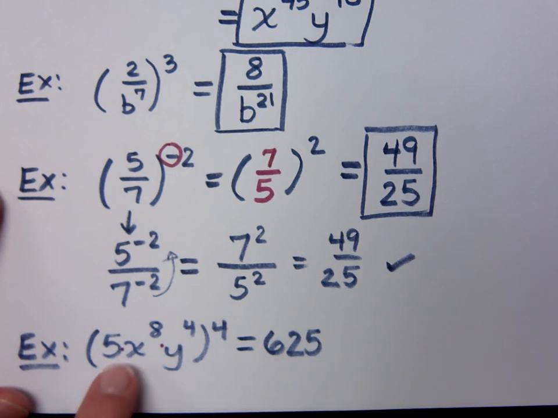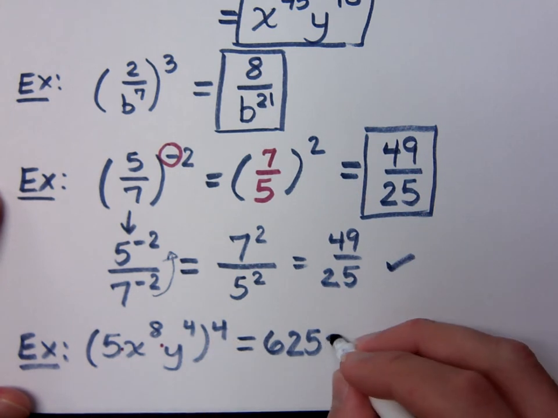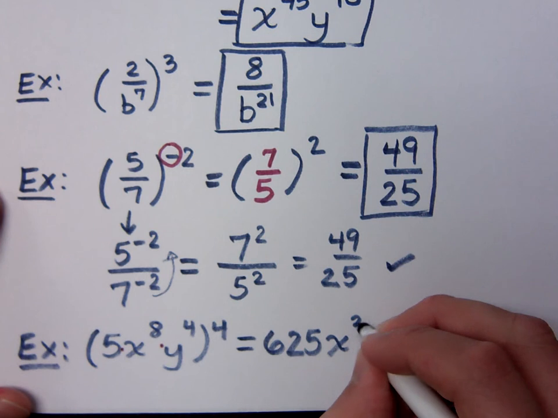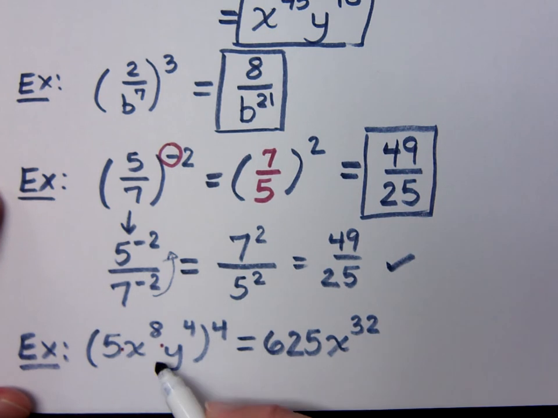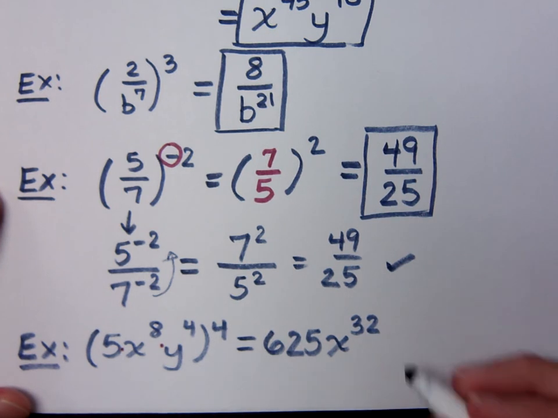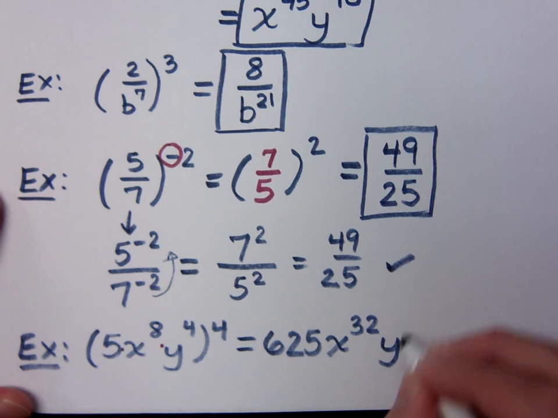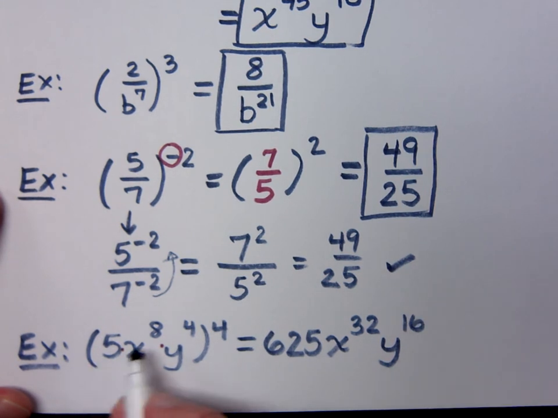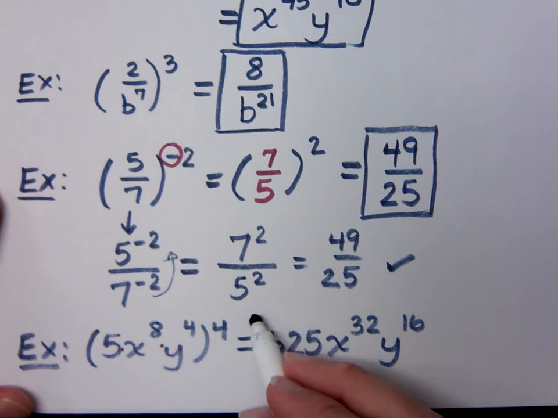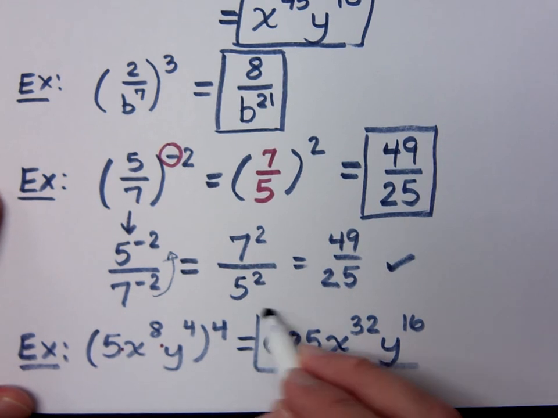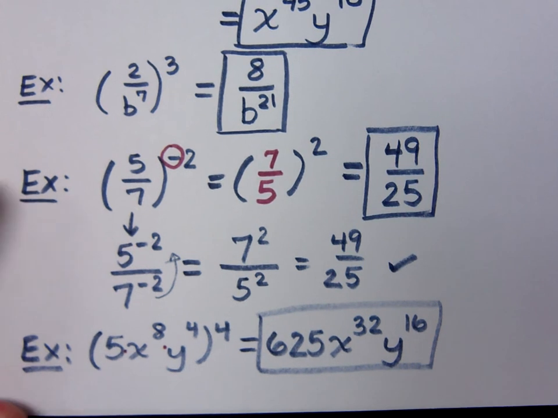Then look at this. How much x do you have? You have x to the 8th, but you've got 4 sets of that. So what do you have? 32. Y to the 4th, you have 4 sets of 4. So what do you have there? So notice how we treat the coefficient differently than we treat the exponent. You have to be very careful about how you do that. Questions about that one?